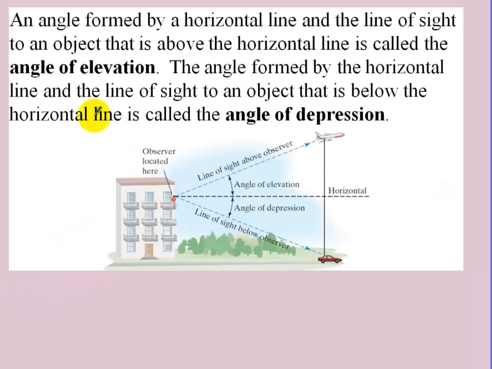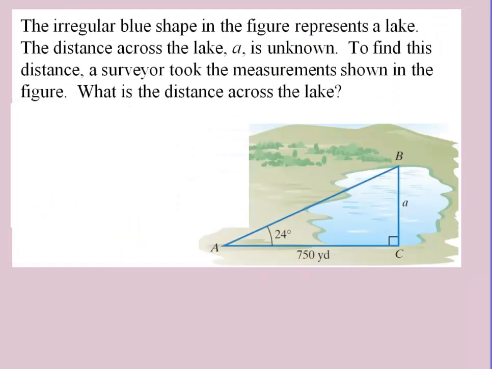Another property, in two words: angle of elevation and angle of depression. You might see these phrases used in word problems. Angle of elevation is when the angle is going up, so we're elevating. And angle of depression is when we're going down from the horizontal line.